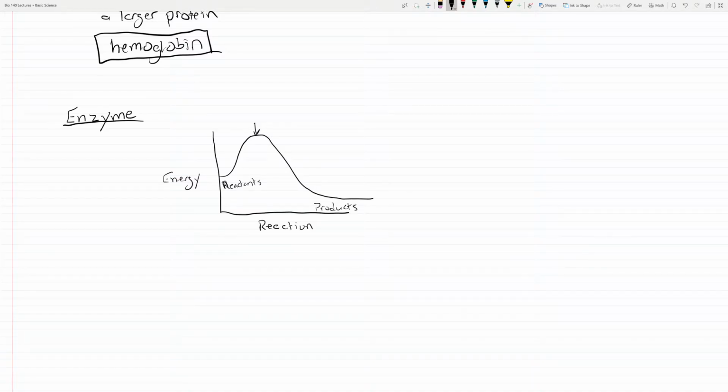Now, when we talked about chemical reactions before, we drew a graph of the reaction and the energy, and how a reaction needed a certain amount of energy. So we have the reactants, and we have the products going along, and this energy to get the reaction to actually occur is called the activation energy.